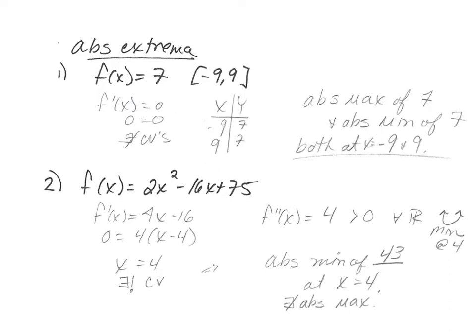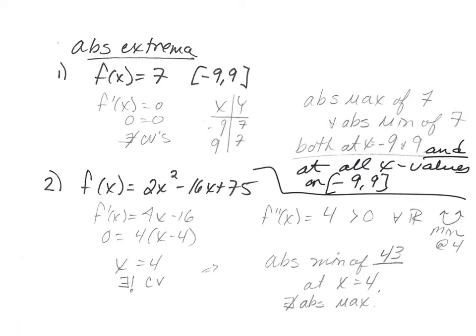And so what a lot of students will say here is that there's an absolute max of 7 and an absolute min both at x is -9 and positive 9, and this is the important piece, at all x values from -9 to 9, because they all have the same value.